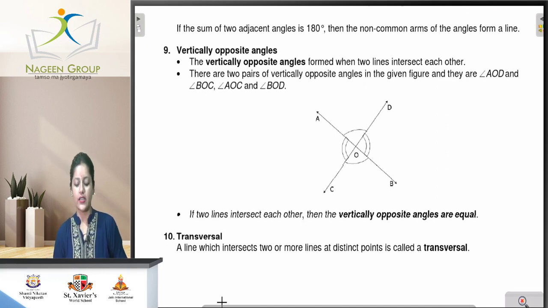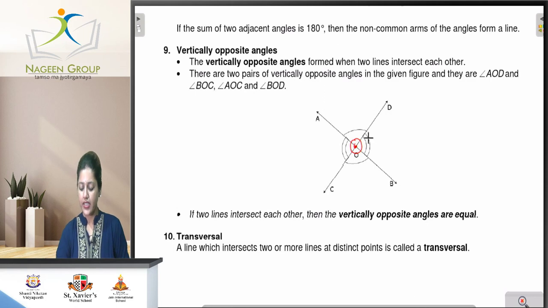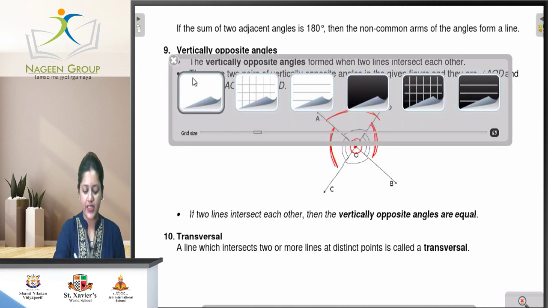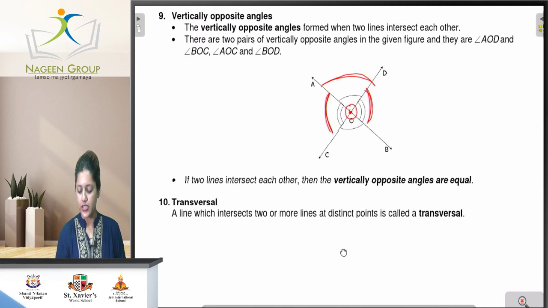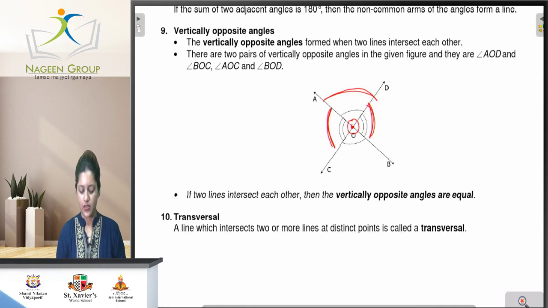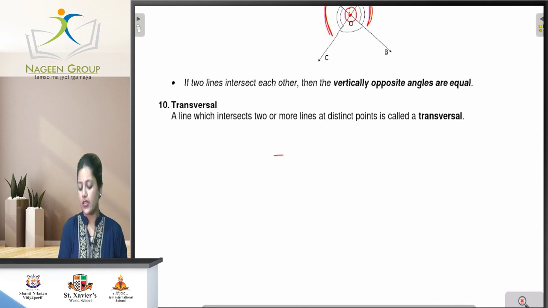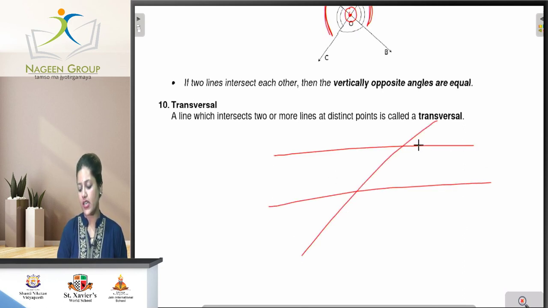Vertically opposite angles. Vertically opposite angles are formed when two lines intersect each other. There are two pairs of vertically opposite angles in the given figure. They are this and this one, this and this one. If two lines intersect each other, then the vertically opposite angles are equal. Next, transversal. A line which intersects two or more lines at distinct points is known as a transversal. This one is a transversal line.